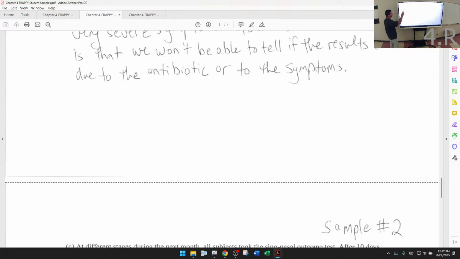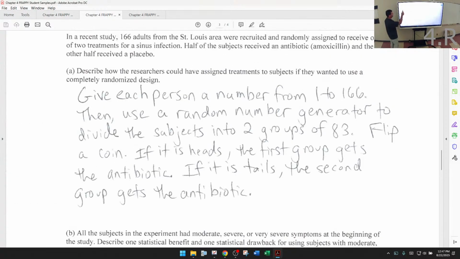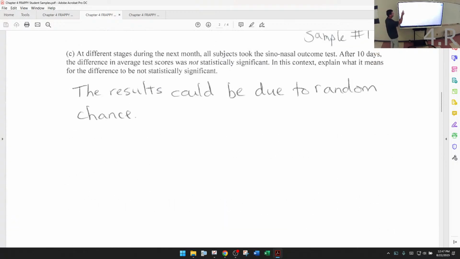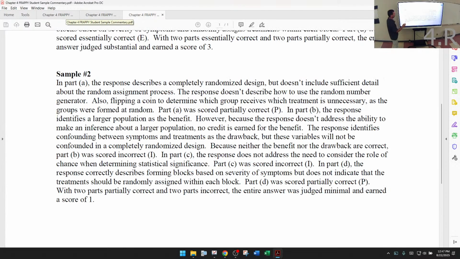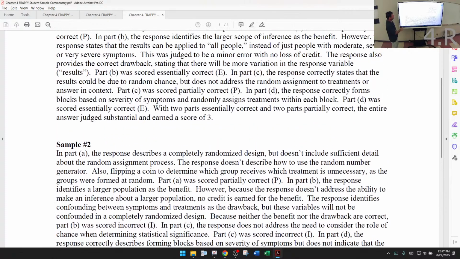Let's go to person 1, see what they said. The results could be due to random chance. So that's what they said. In part C, the response correctly states that the results could be due to random chance, does not address the random assignment to treatments or answer in context. Therefore, C was scored a P. Okay? One more.